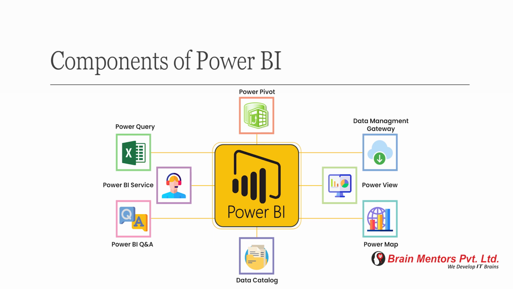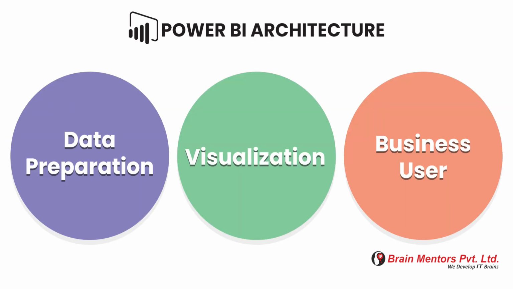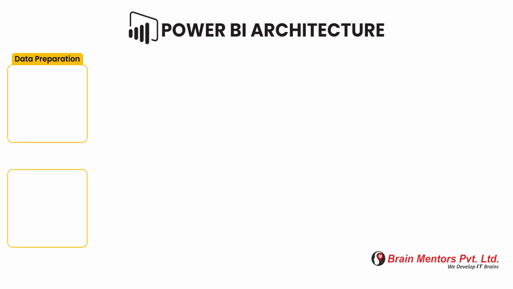So this is a simple introduction to the components of Power BI. Now we'll talk about the architecture of Power BI. Power BI architecture majorly consists of these 3 things: data preparation, visualization, and business user. But we'll first talk about data preparation, or data integration, as we say.